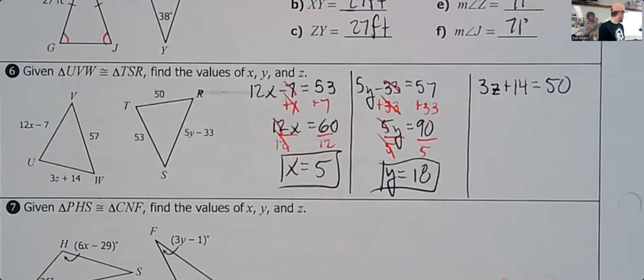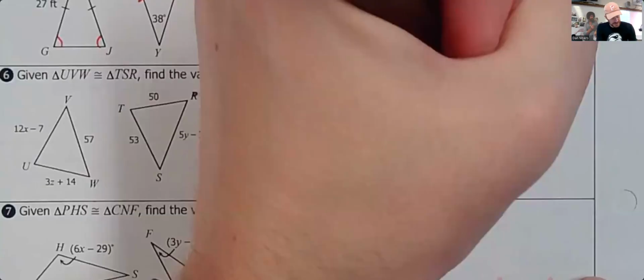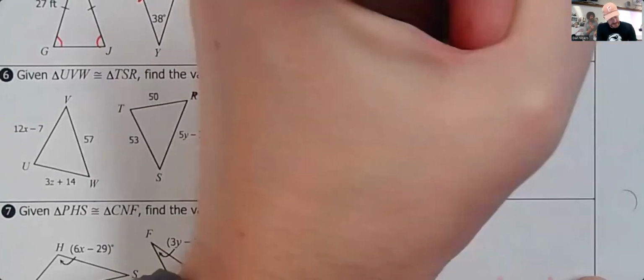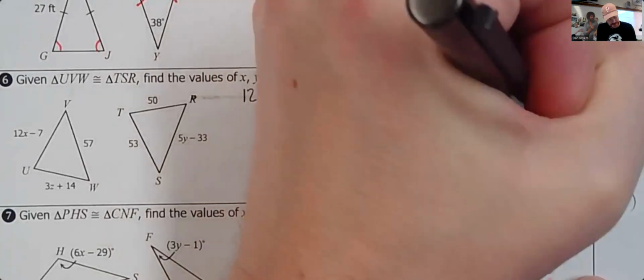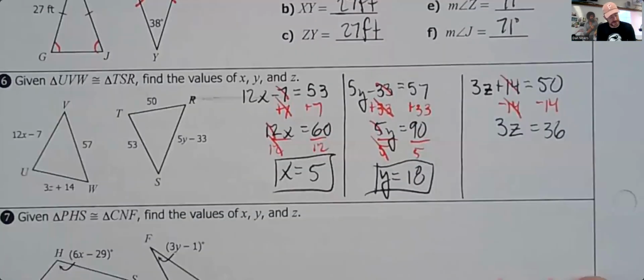All right, last one here. Subtract 14. What's 50 minus 14? 36. All right. So 3z equals 36. Divide by 3. Z equals 12.